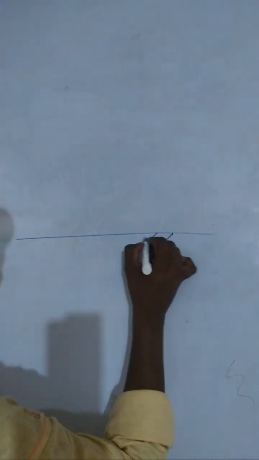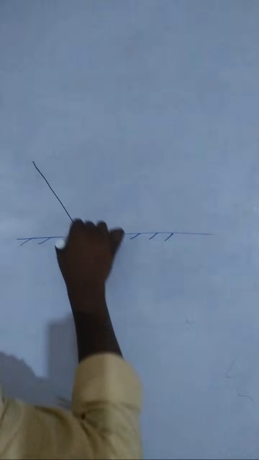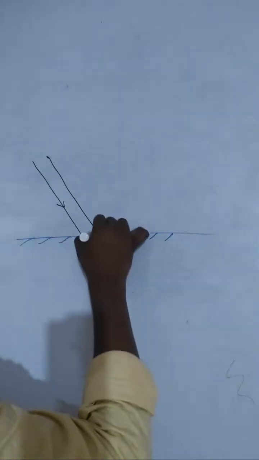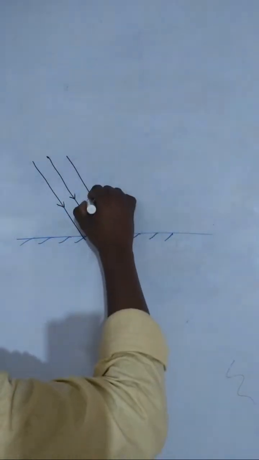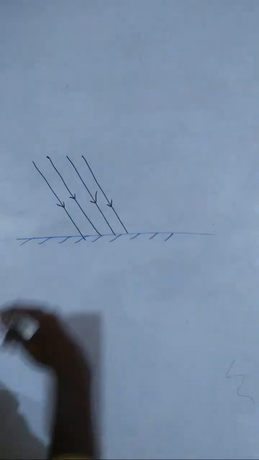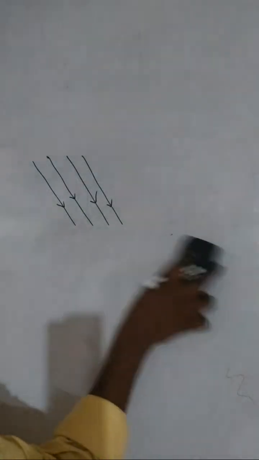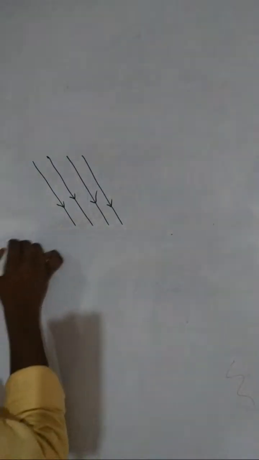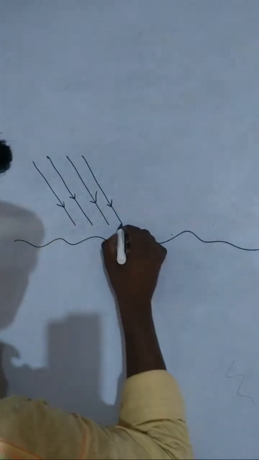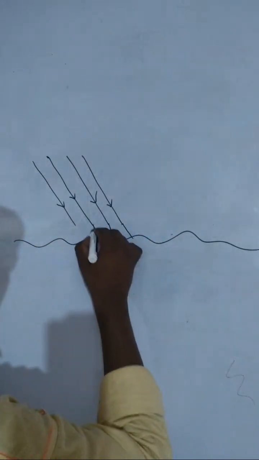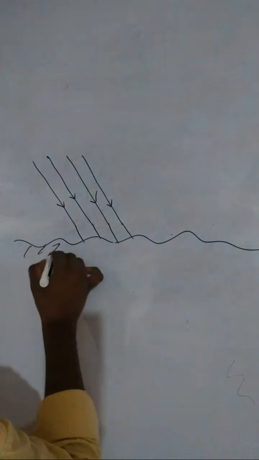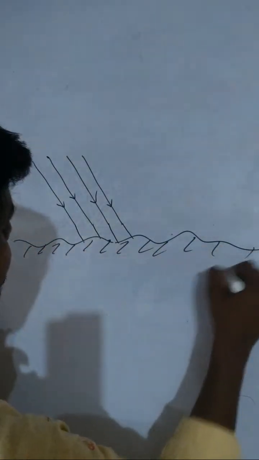Irregular reflection is when the reflected beams are not parallel to each other. I am considering this surface and taking the incident beam like this, but the reflected beam is not parallel. Actually, this surface is not a smooth surface; it is a rough surface. The incident beam is parallel, and I am considering a rough surface.